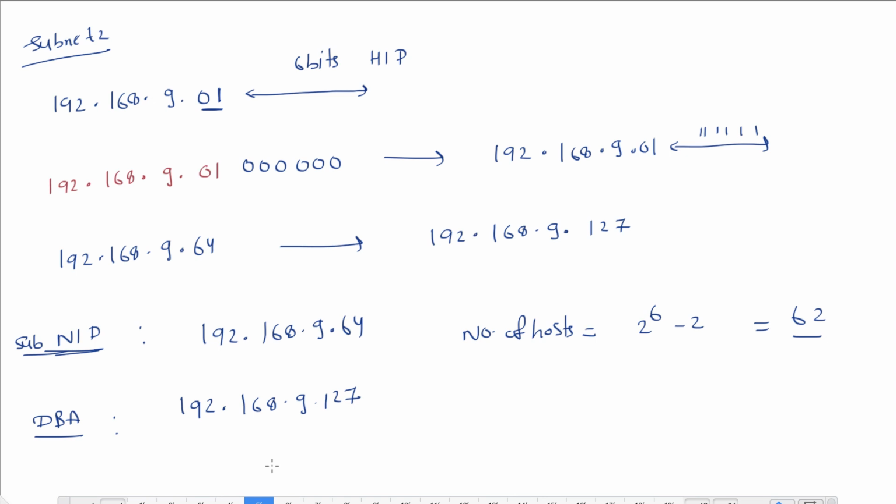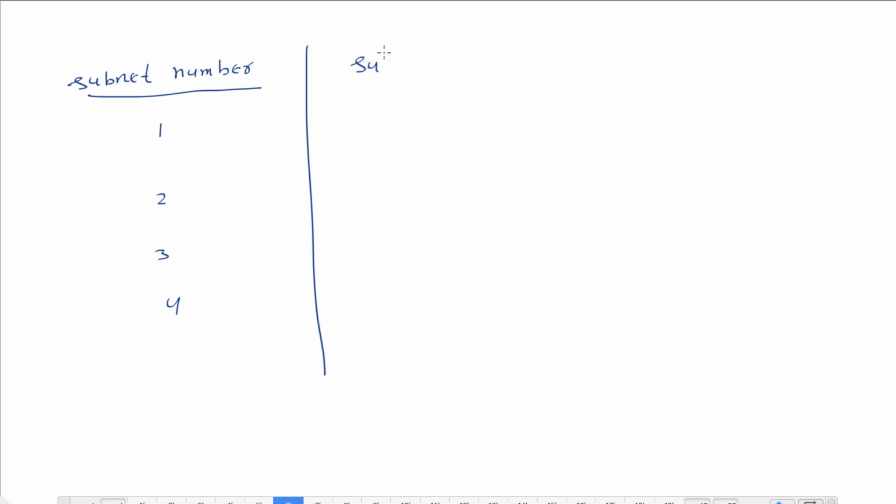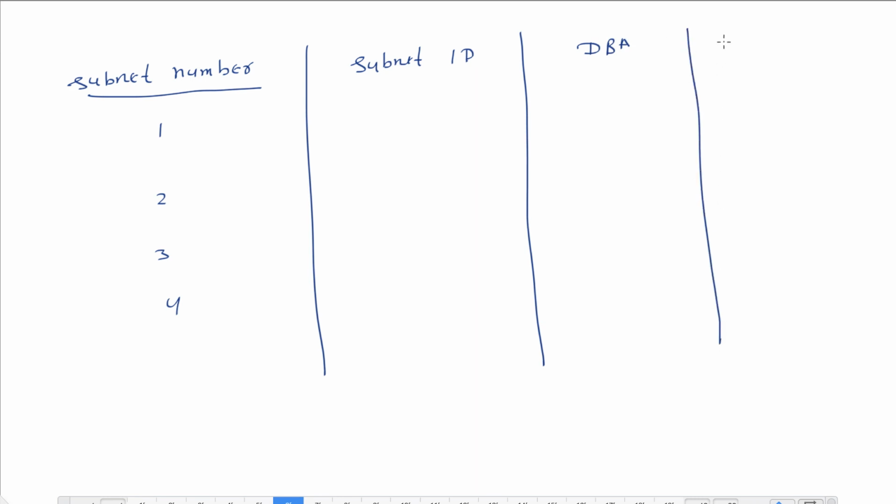Similarly, there will be subnet 3 and subnet 4. So let me write all subnets in one table. Let's say this is subnet number 1, 2, 3, 4. This is the subnet ID. This is the directed broadcast address. And this is the hosts range.